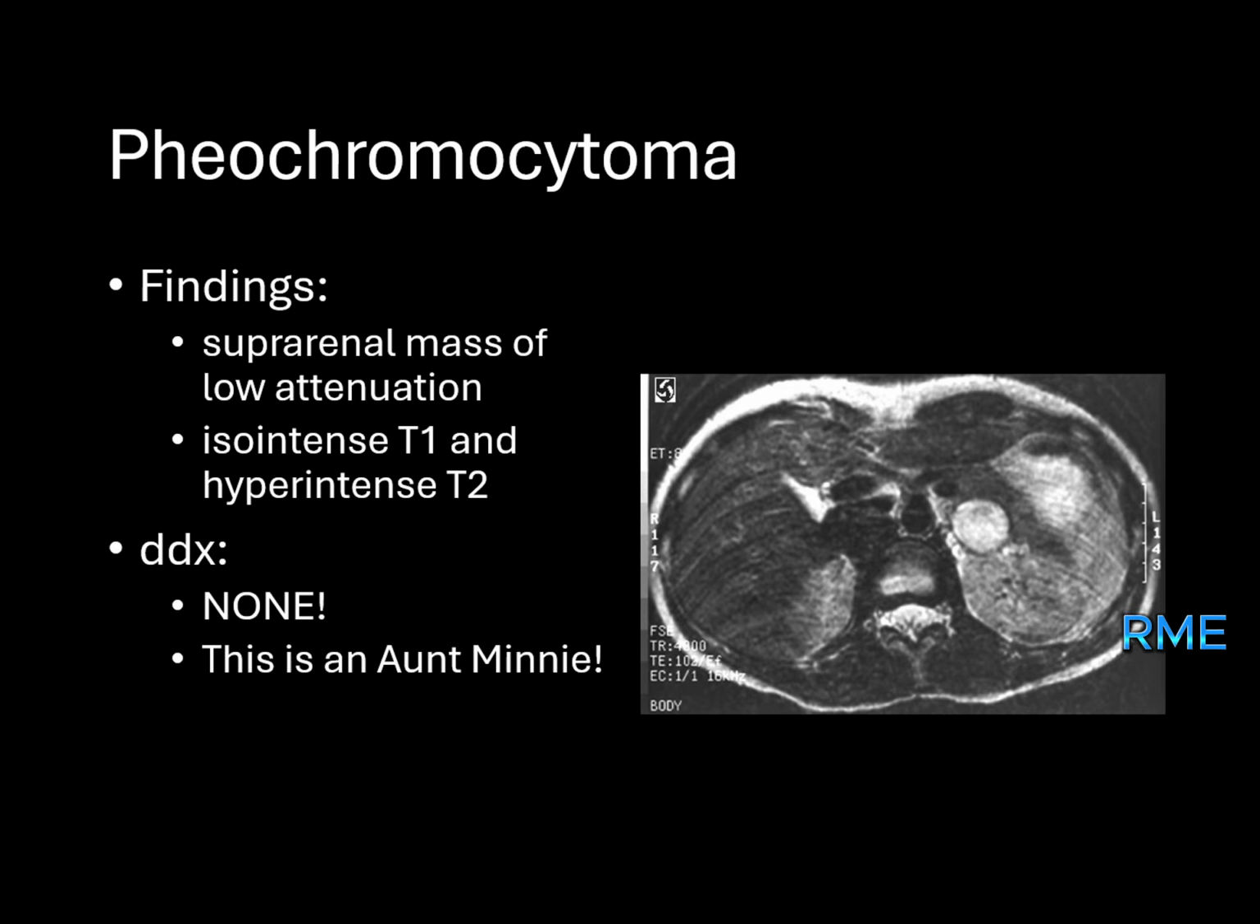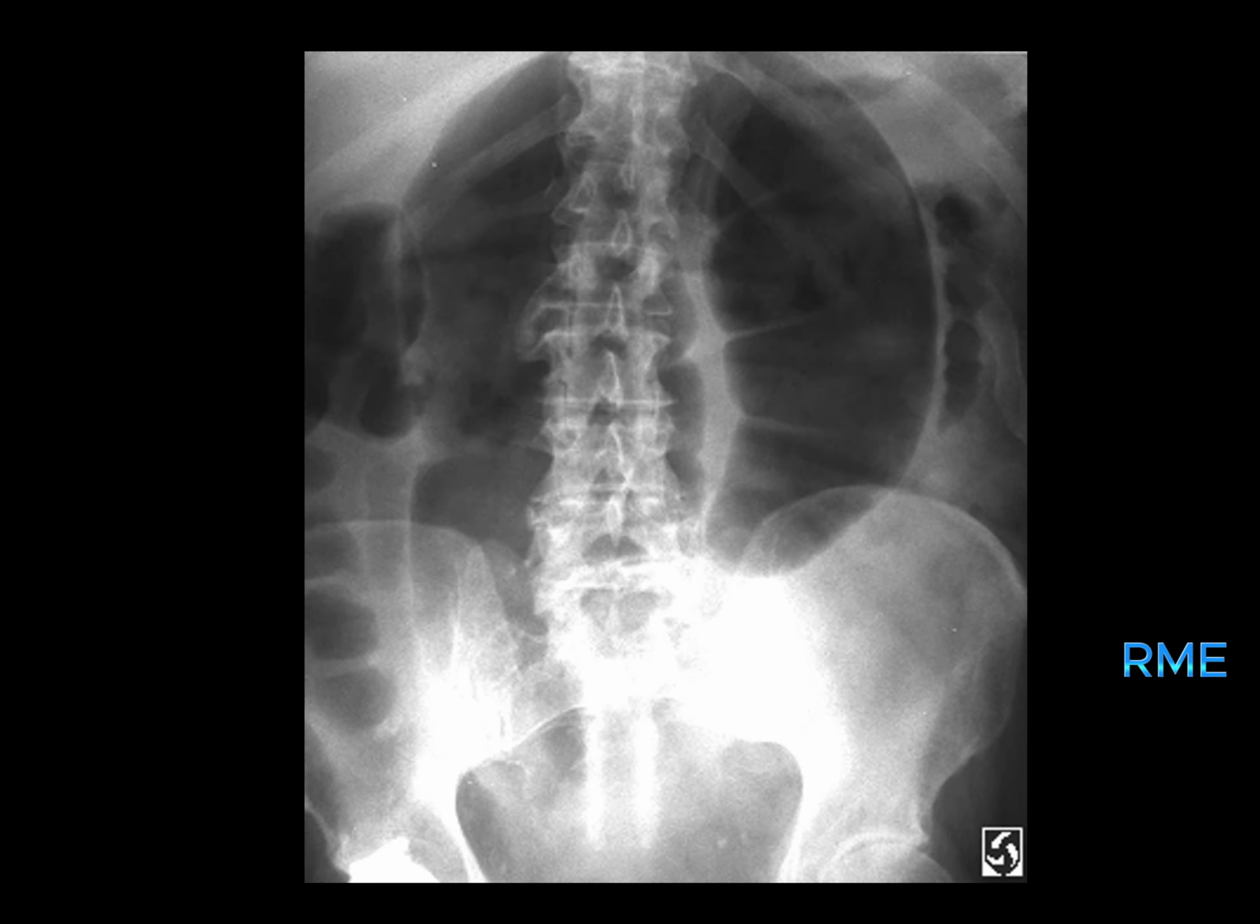There are no differential diagnoses here. It's an Ant Mini. To further evaluate, a 24-hour urine collection for catecholamines and metanephrines can confirm the diagnosis. Management involves surgical resection of the tumor. Let's move to the next case. What abnormalities do you notice in this image?